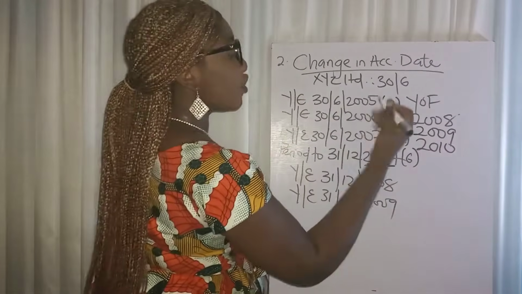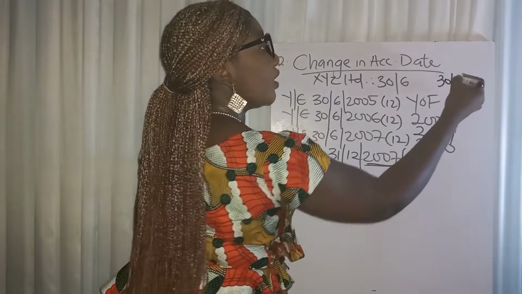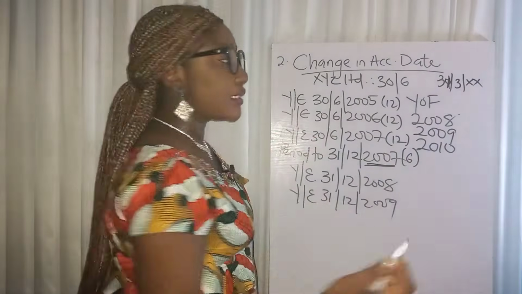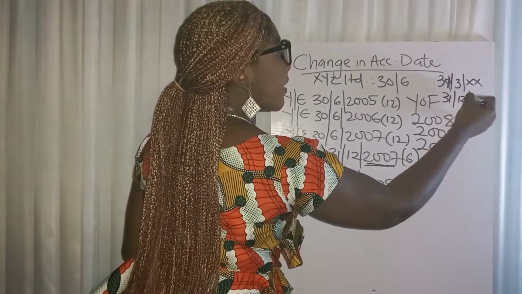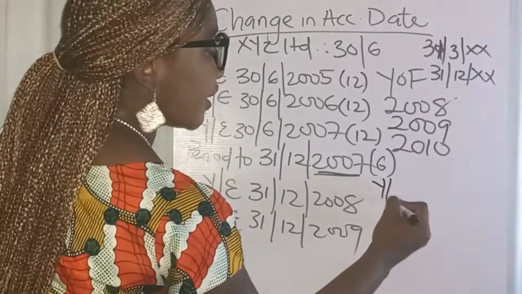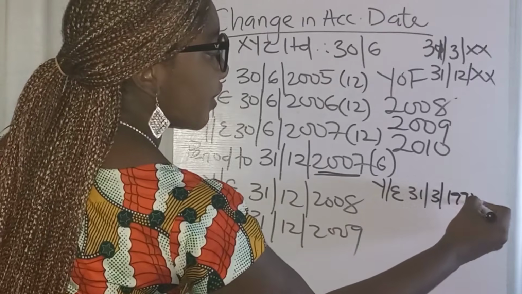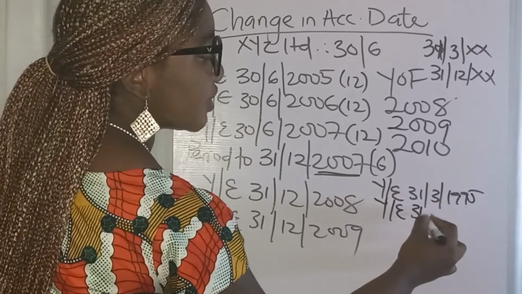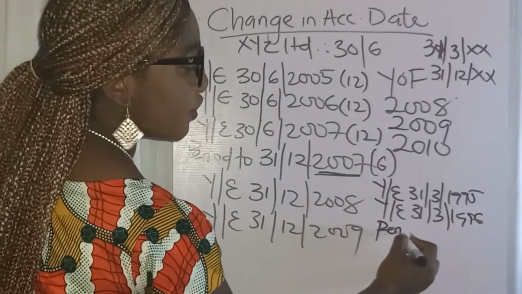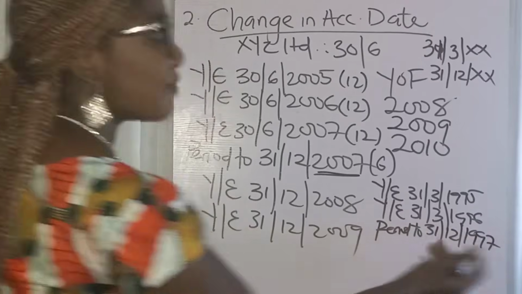So let's say a company, ABC Limited, they are reporting 31st of March every year. Then they now want to start reporting 31st December every year. So let's say they gave us the following information. Year ended 31st March 1995. Year ended 31st March 1996. Then they gave us period to 31st December 1997. Let me even stop here.